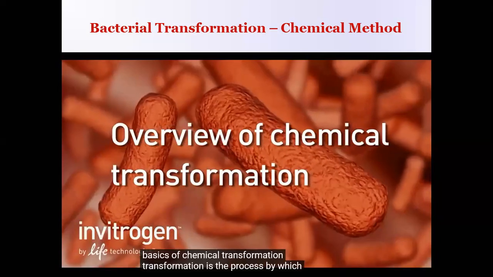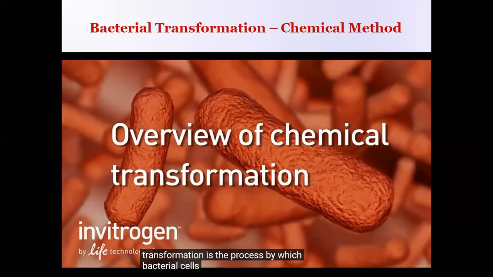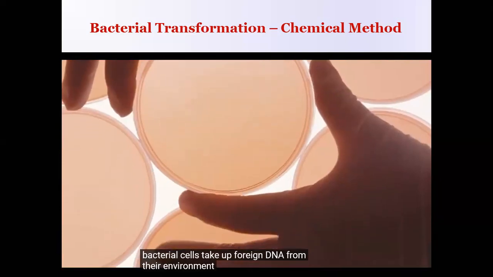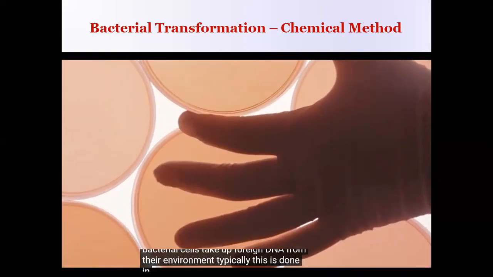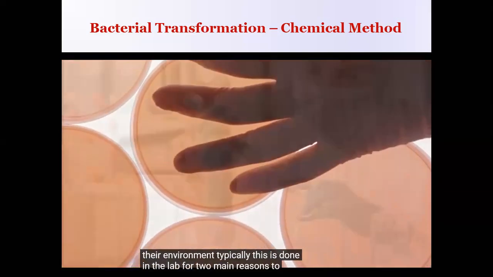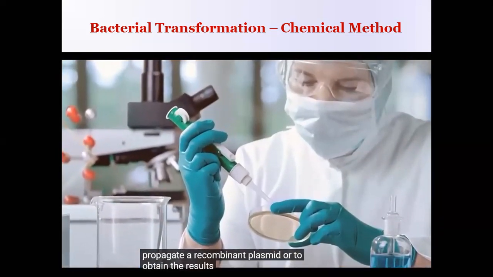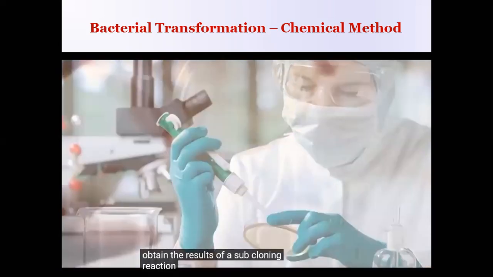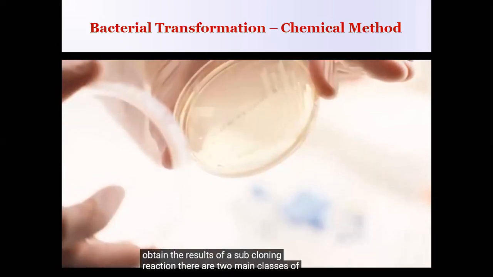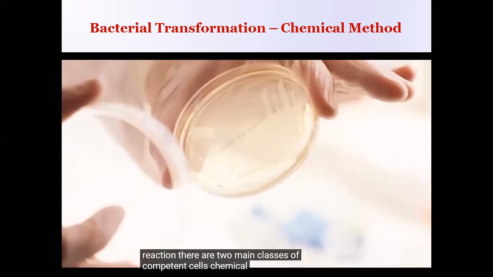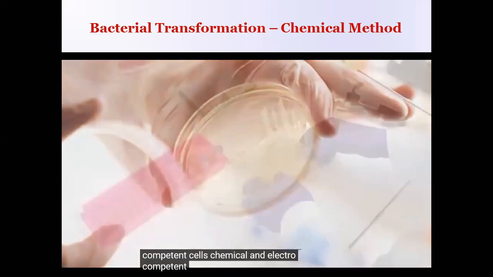Transformation is the process by which bacterial cells take up foreign DNA from their environment. Typically, this is done in the lab for 2 main reasons: to propagate a recombinant plasmid or to obtain the results of a subcloning reaction. There are 2 main classes of competent cells: chemical and electrocompetent.